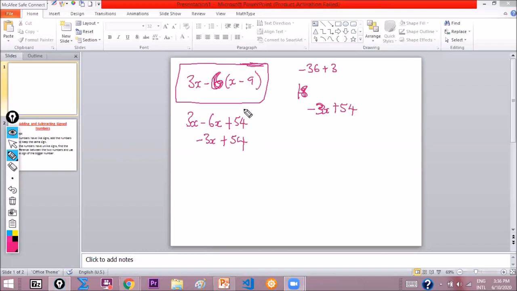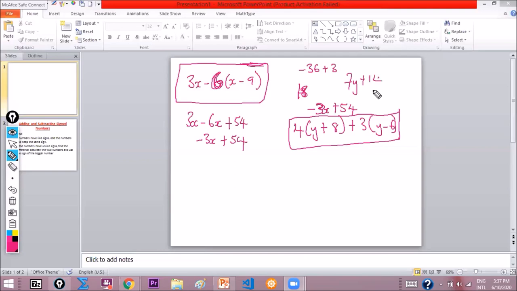Okay, so let me give you one more. Let's just practice together while others come online. So let's say you do this: 4 bracket y plus 8, plus 3 bracket y minus 6. Simplify this. It's like 7y plus 14. That's your answer.